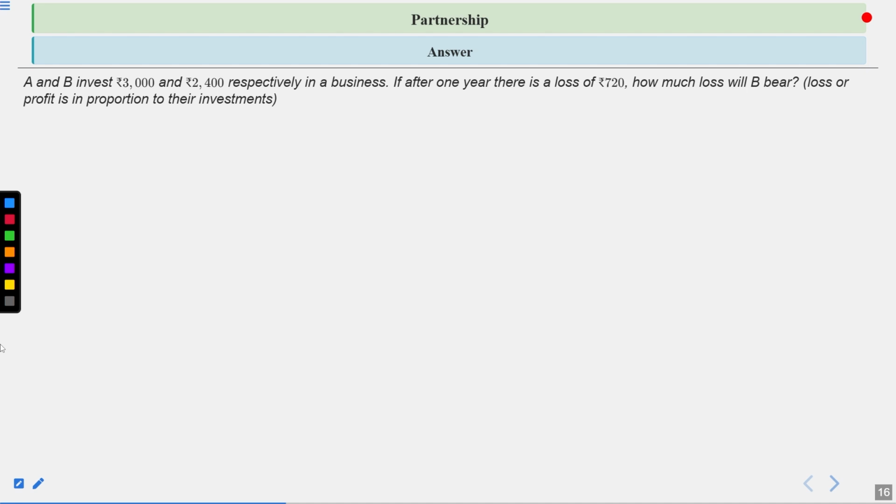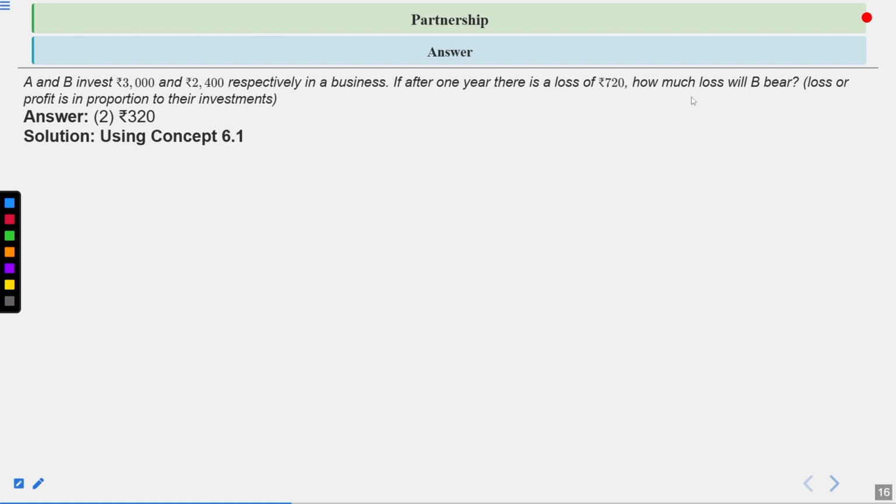So the question says that A and B invested 3000 rupees and 2400 rupees respectively, and after a year the loss is equal to 720 rupees. So we make the ratio between A and B, and then we calculate the loss which is borne by B. How much loss is borne by B? So the correct answer of this question is the second one, which is 320 rupees.